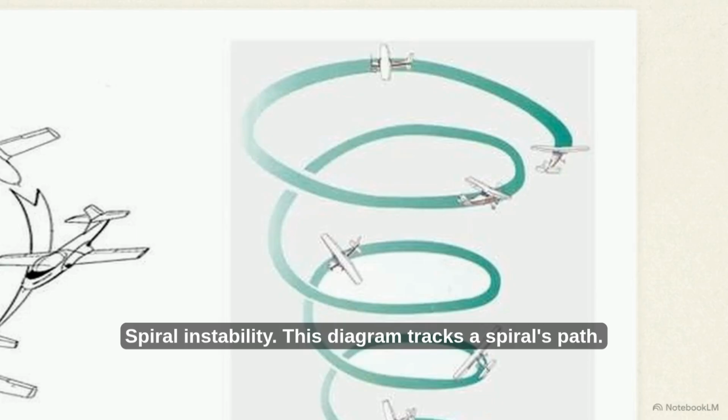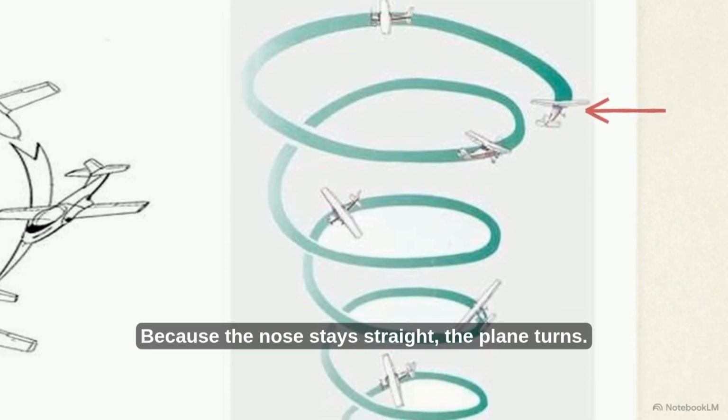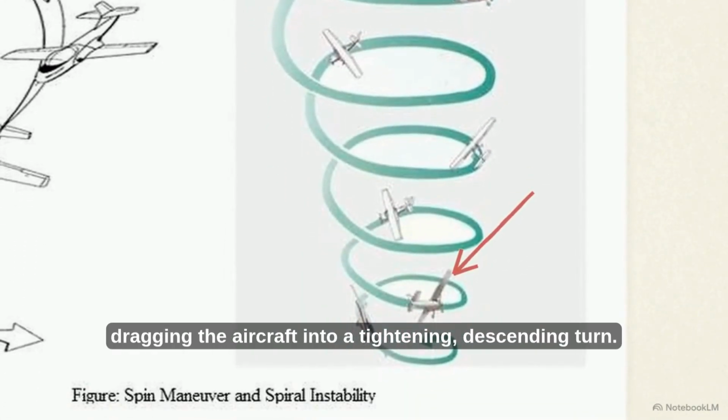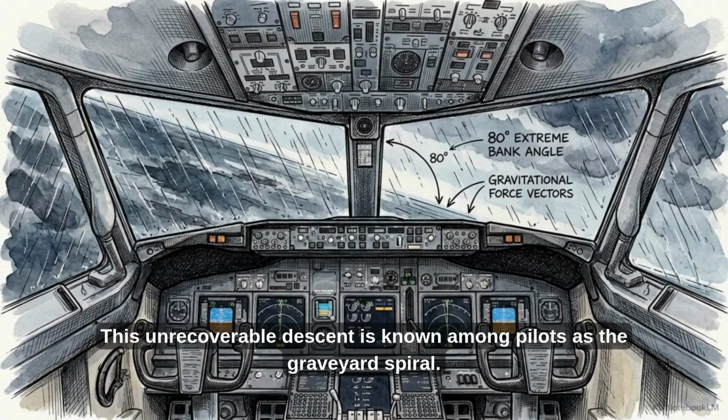This diagram tracks a spiral's path. A minor disturbance causes a slight bank. Because the nose stays straight, the plane turns. The outer wing moves faster, generating more lift. With weak roll stability, the bank increases, dragging the aircraft into a tightening, descending turn. This unrecoverable descent is known among pilots as the graveyard spiral.